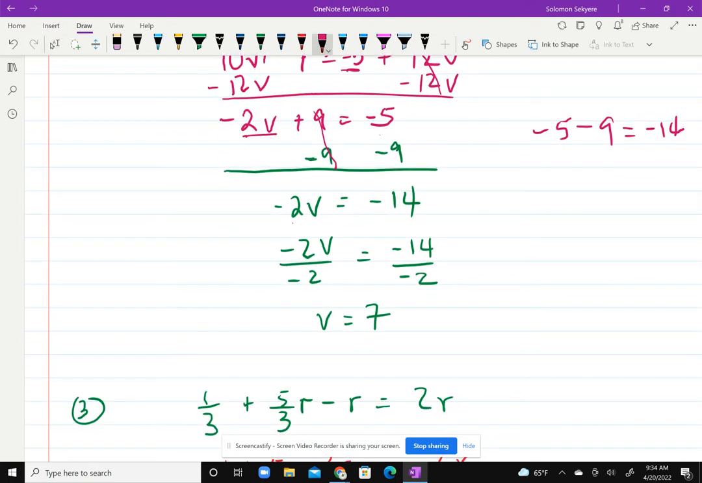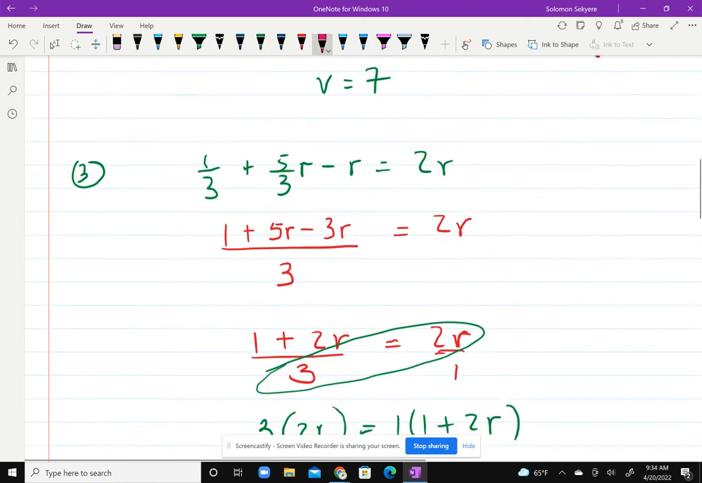Negative 2v equals negative 14. We want just v. What is v equal to? That's all we want. So we need to get rid of the negative 2 multiplying the v. How do we get rid of it? We reverse it by dividing by negative 2. Then negative over negative, we will just get positive. V equals 7. You're done. Let's go to the next one.